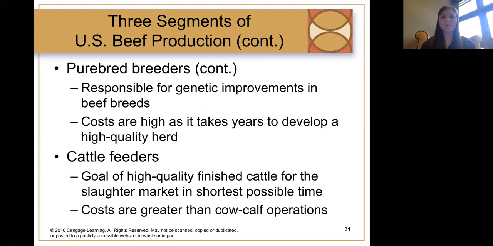And then another segment is cattle feeders. So the goal is high quality finished cattle for the slaughter market in the shortest time possible. And the costs are greater than cow-calf operation.